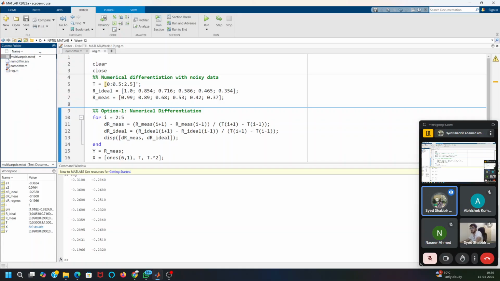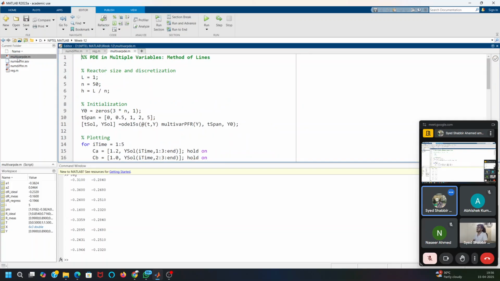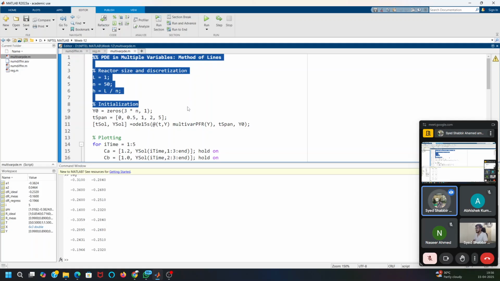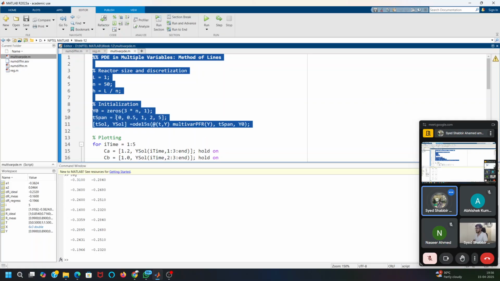So that's what we are doing, and then we'll go to our next part, which was solving this multivariable partial differential equation using the method of lines.